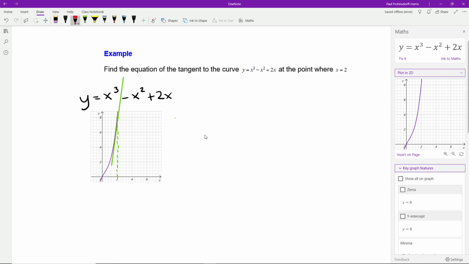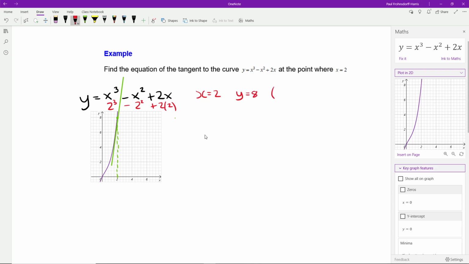Well, the first step, we know that x is 2. So let's find the value of y. We're going to put 2 cubed minus 2 squared plus 2 2's. I believe that's 8 minus 4 plus 4. They're going to cancel, so the answer is 8. And you could see that from the graph because I've drawn the graph for you. But obviously if we're doing this ourselves separately, we don't have the graphing software to work for us.